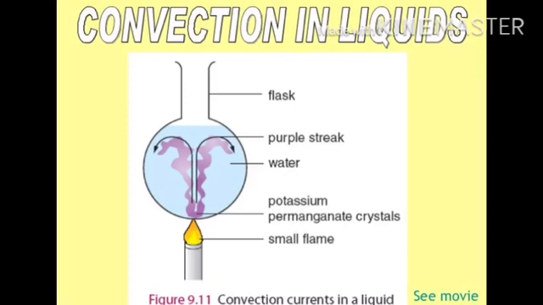The purple colour solution rises from the place of heating, moves a bit away and then moves down to the bottom of the beaker. Conclusion: this experiment shows that in a liquid, heat is carried from one part to another by the actual movement of heated particles, that is, by convection.